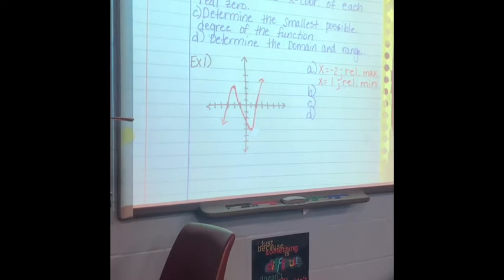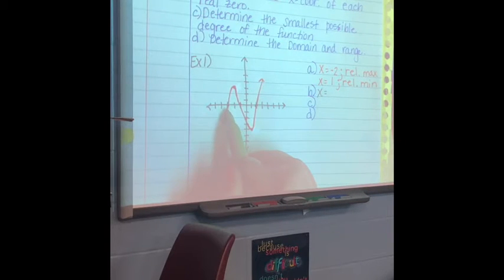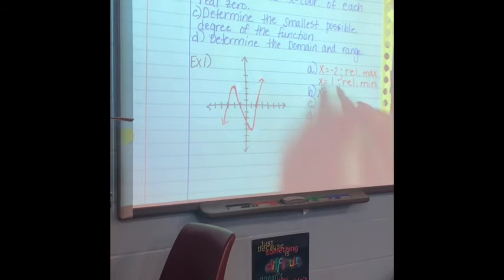All right. Then it says estimate the x-coordinate of each real zero. Real zeros happen when? X-axis. So I've got one here, one here, one here. I'm looking for the x-coordinates for those. So this is where x is -1, -2, -3. Yes. What about this one? -1. And that one? 2. So x equals -3, -1, and 2. Those are my real zeros there.